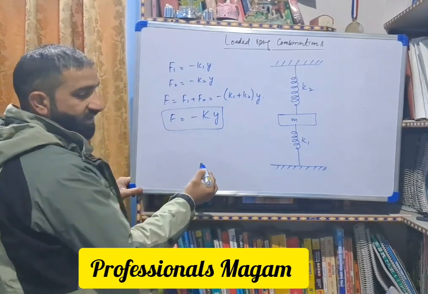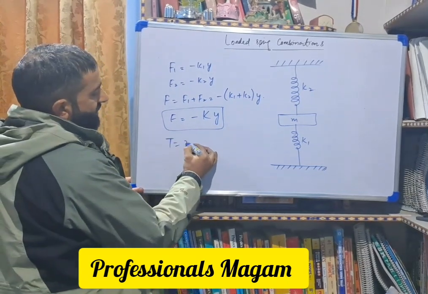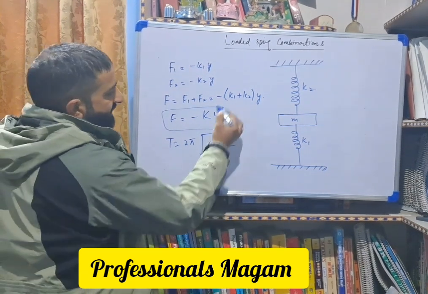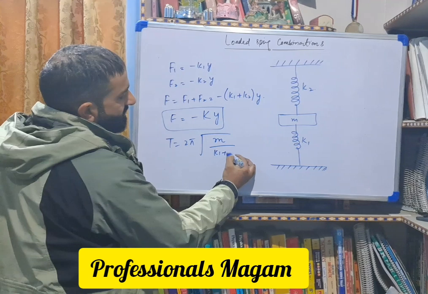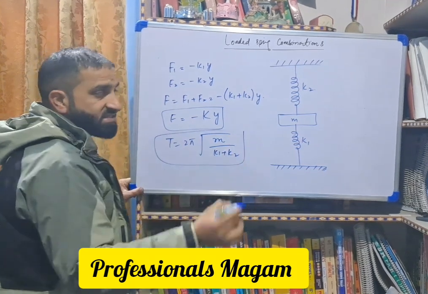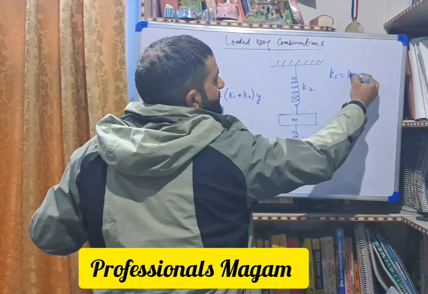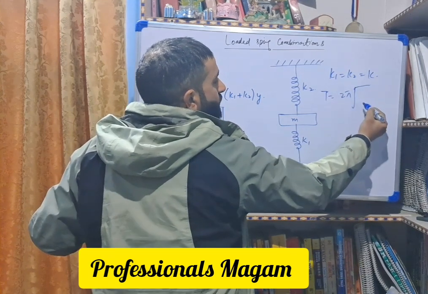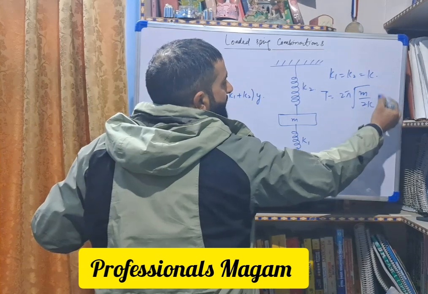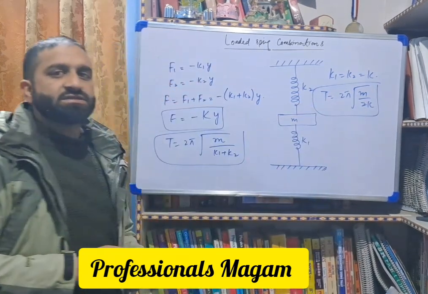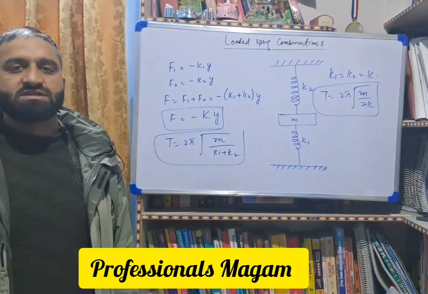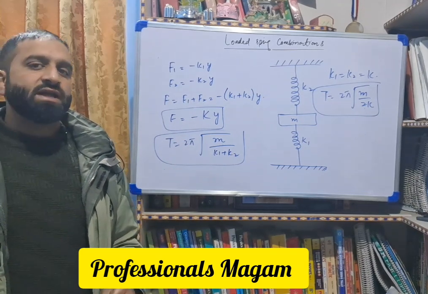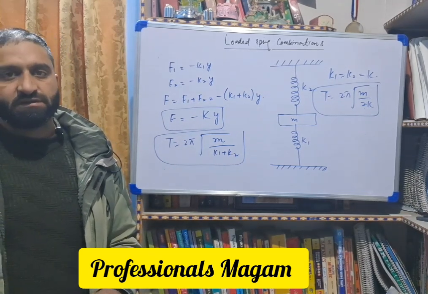So the equation of time period comes out to be 2 pi root of inertia factor, that is m, and spring factor, that is K, that is equal to K1 plus K2. In the special case, if K1 is equal to K2 is equal to K, in that case time period will be equal to 2 pi root of m divided by 2K. So in this case, the extensions in both are the same. In case number 1, the extensions in both are the same. In case number 2, the extensions in both springs will be different. Thank you.